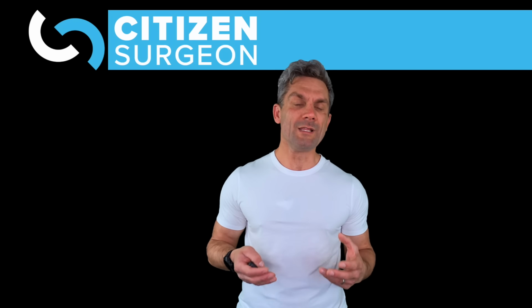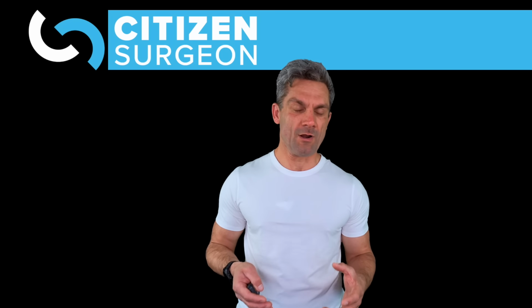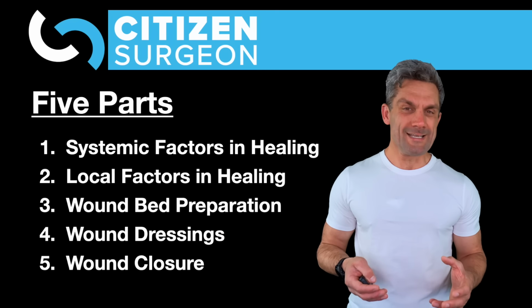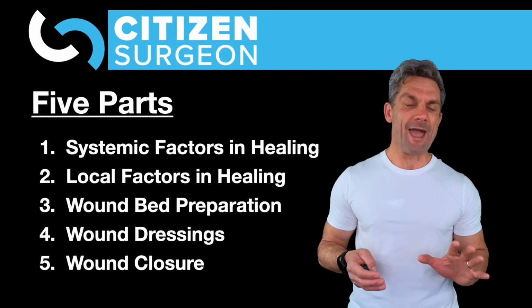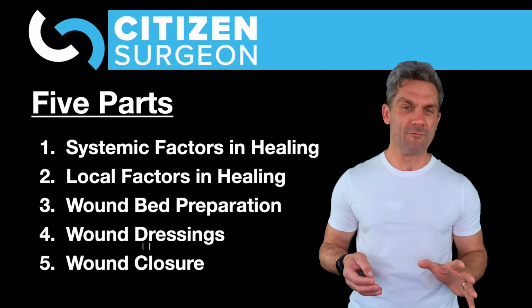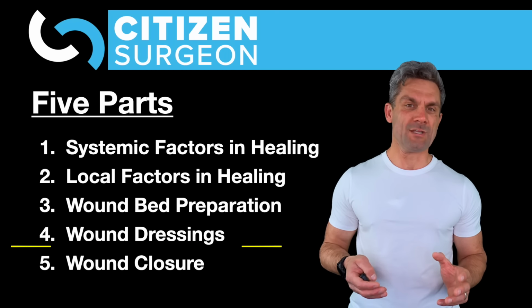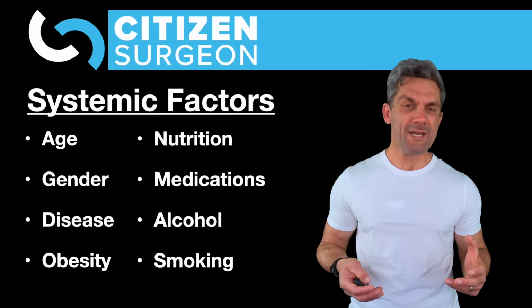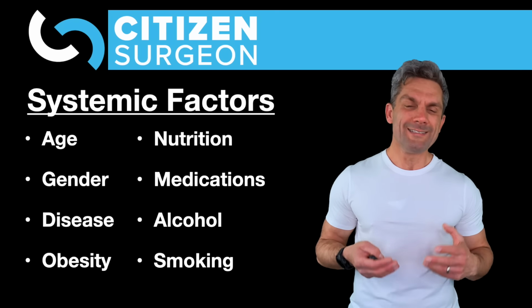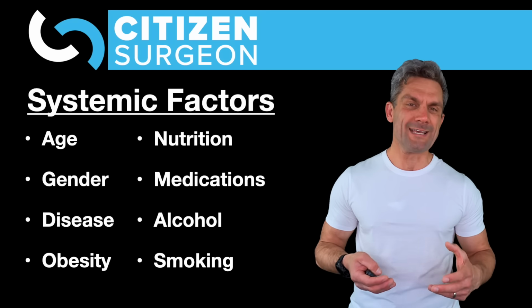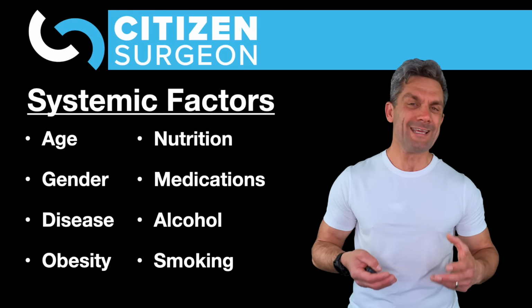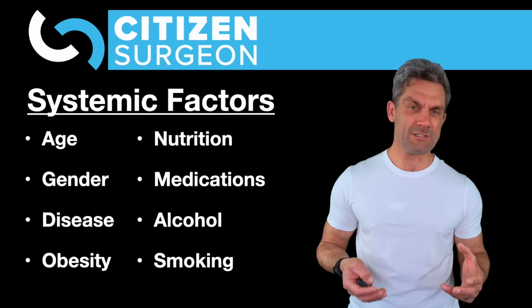Let's go over really quick what we've done so far. So our wound series has talked about 5 different things. Today we're on part 4, dressings. Part 1 was systemic factors in the wound. We talked about age, gender, smoking, alcohol, different diseases, cardiovascular disease, diabetes. We talked about obesity and nutrition, different medications, all right?